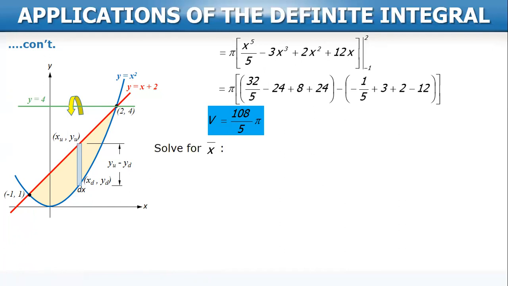So after this, we solve for x bar. X bar because our axis of revolution is a horizontal line. So horizontal x bar. Our y bar is equal to 4. Z bar equal to 0. Okay. X bar. Again, our x sub EL is simply x. X, because it is the rectangular strip.